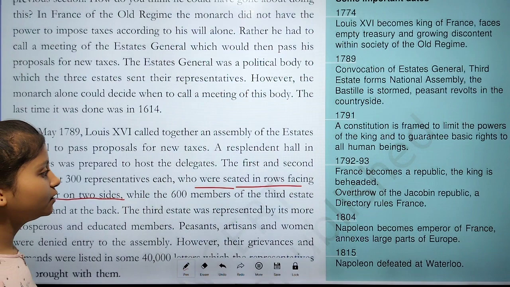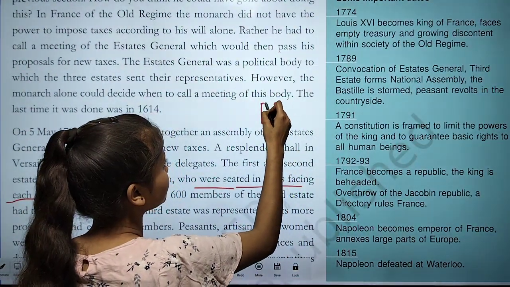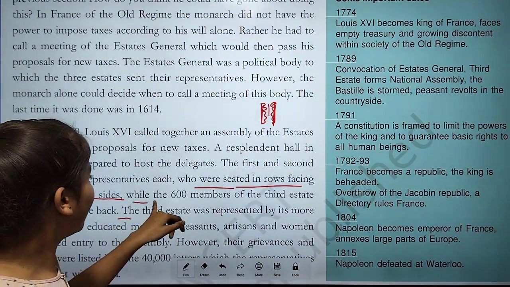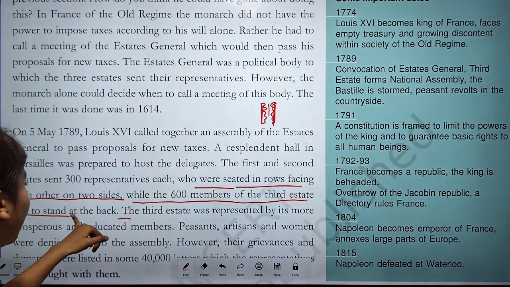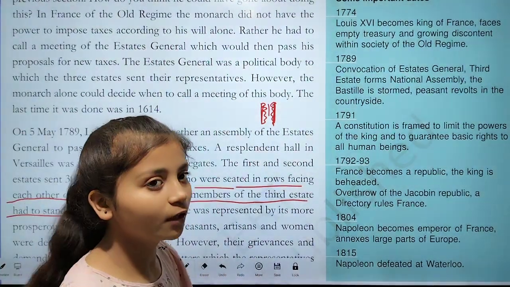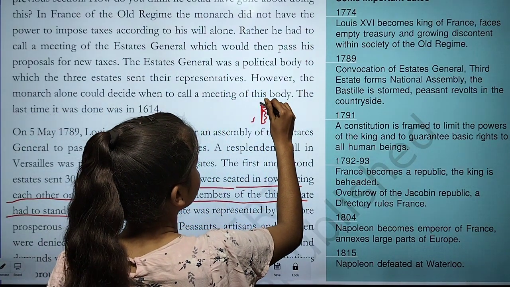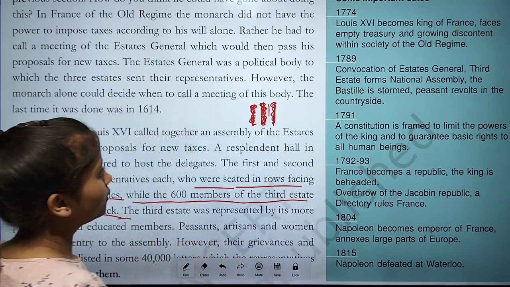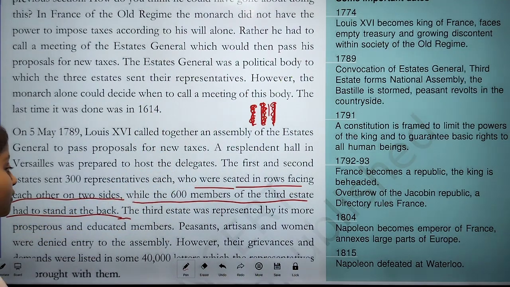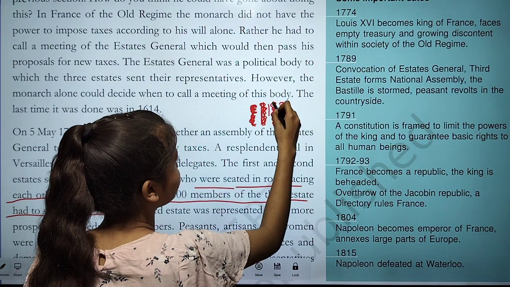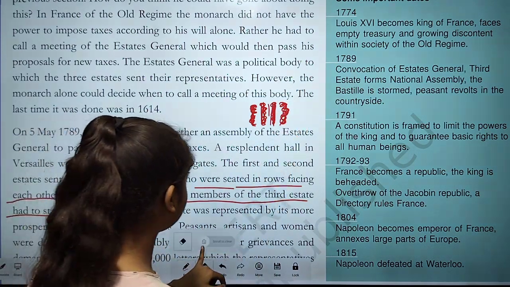It means they are seated like this: 300 people here and 300 people here, in a row. And the 600 members of the third estate had to stand at the back. Suppose that here is the first estate, and at the back the third estate. But they are standing. They have no chair to sit on. And again here also, here is the second estate, and the members of the third estate are standing.